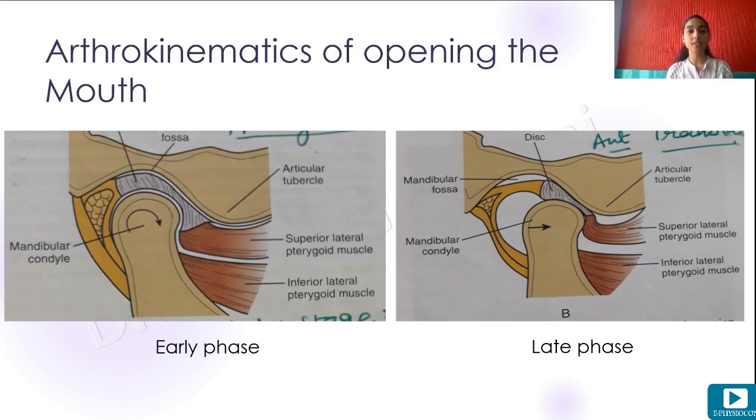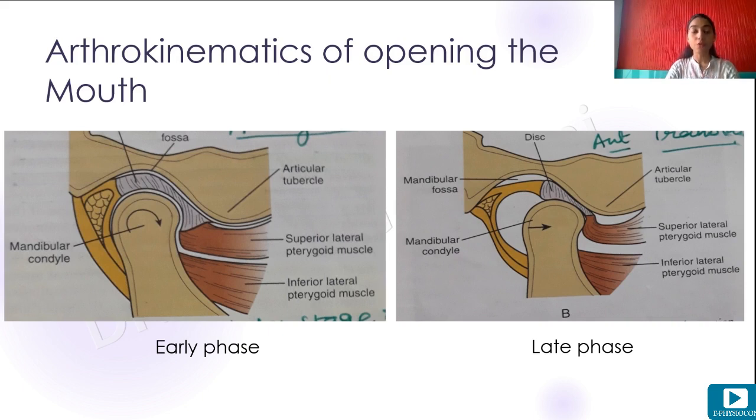It's divided into two phases, early phase and late phase. For early mouth opening, the mandibular condyle rotates and the disc shifts to the middle and posterior side, and the movement of the disc is controlled by the collaterals and the superior lateral pterygoid muscle. Here in the first picture you can see the superior lateral pterygoid muscle is attached to the anterior part of the disc. Then the disc sits on the mandibular condyle. For the late phase of mouth opening, the anterior translation of the mandible takes place.